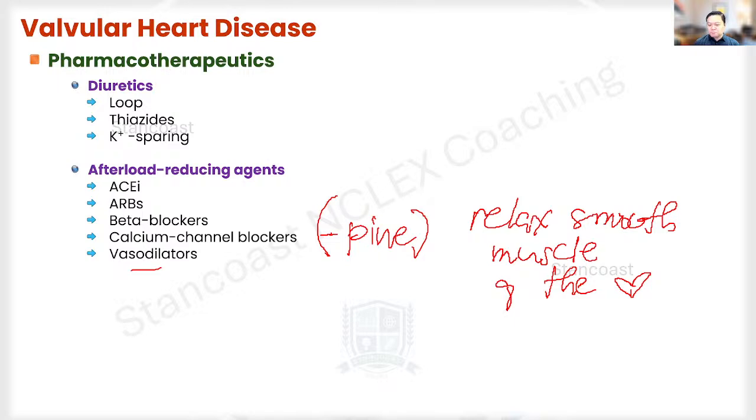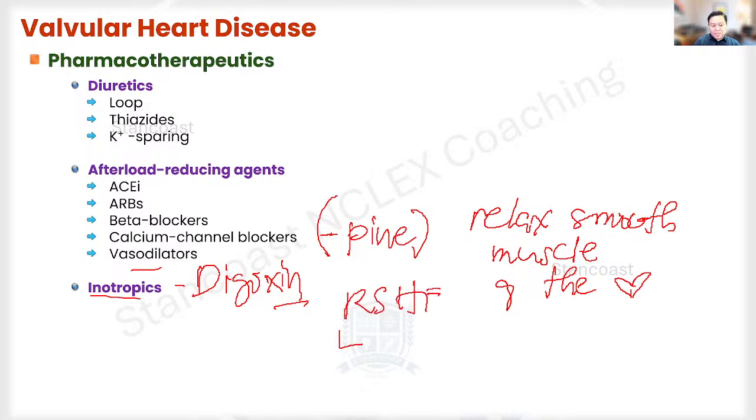So what else do we need to expect here? There's going to be administration of the inotropic. So what are these inotropic agents? An example here is the digoxin. And the reason for that, it's because of the right-sided heart failure, or possibly the left-sided heart failure. We are going to enhance the contractility of the myocardium in order to achieve that safe cardiac output, okay?